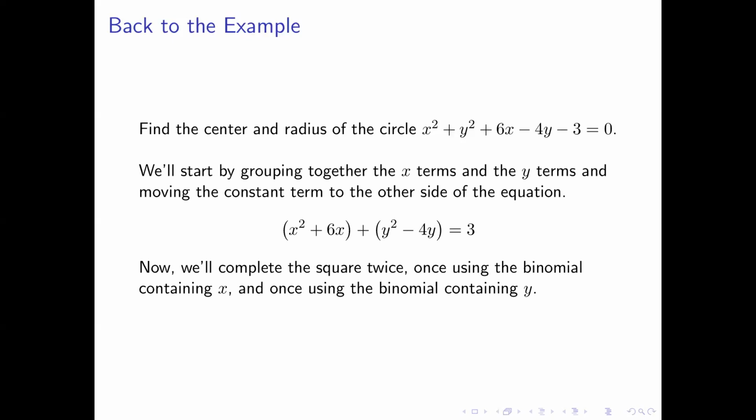Now notice we have 2 expressions here, one in each set of parentheses, that have the structure required for completing the square. We're going to do this twice. We're going to complete the square for x squared plus 6x, and we're going to complete the square for y squared minus 4y.